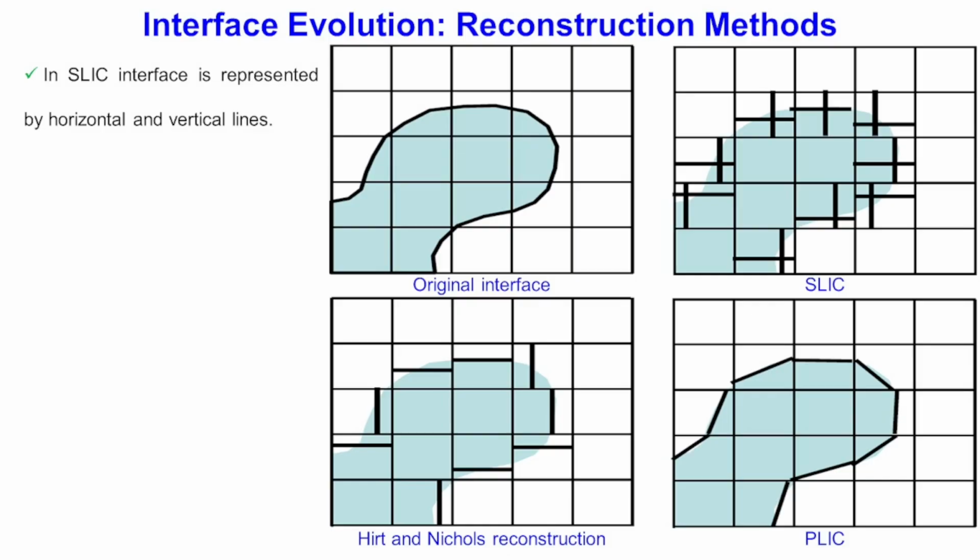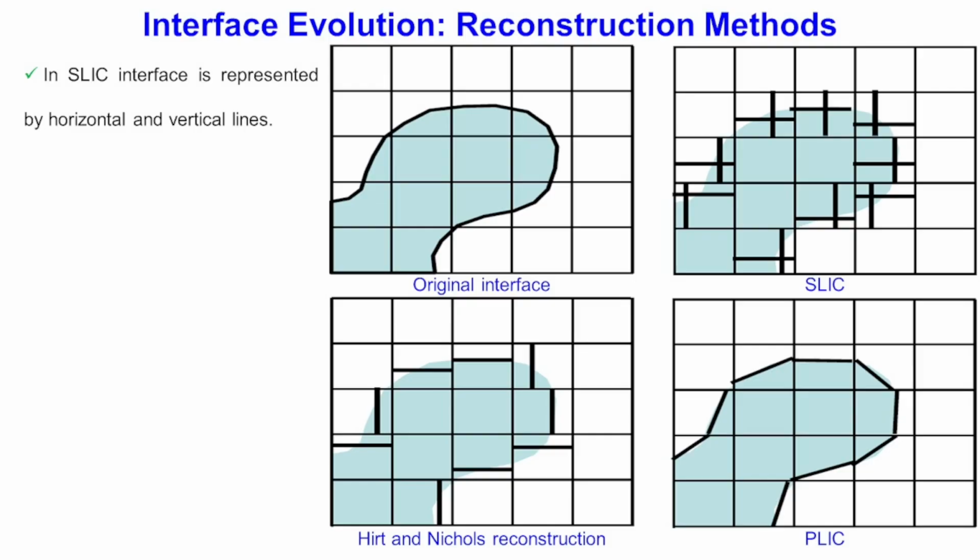So, the approach in which we define the interface by just using horizontal and vertical lines is called SLIC. Now, one important question can come to your mind: say if the value of volume fraction is 0.2, then you have to decide this vertical line in such a way that it covers only 20% of the area of this particular cell. In a similar way, the horizontal line should also be placed like this.